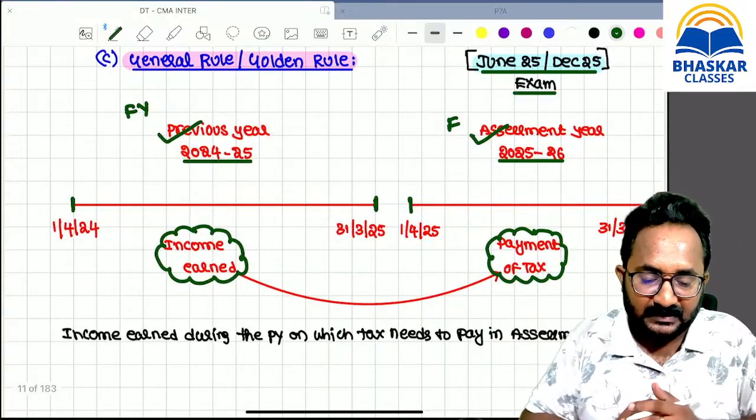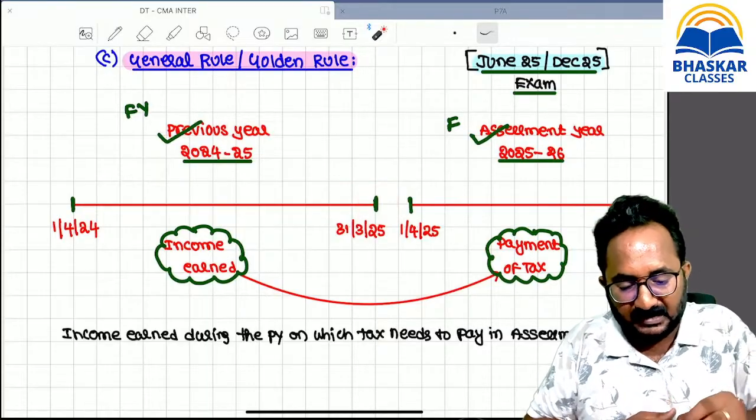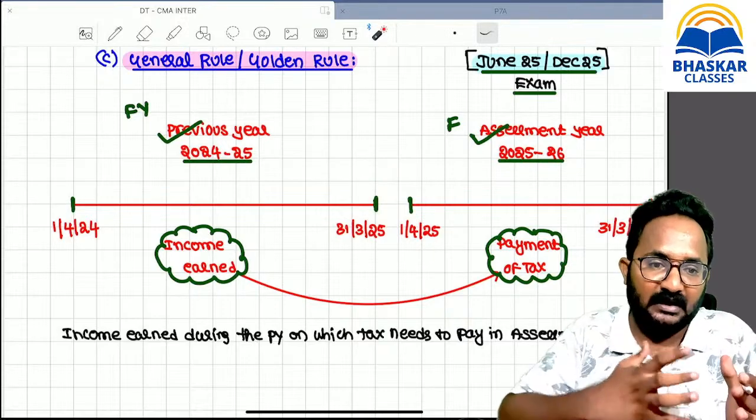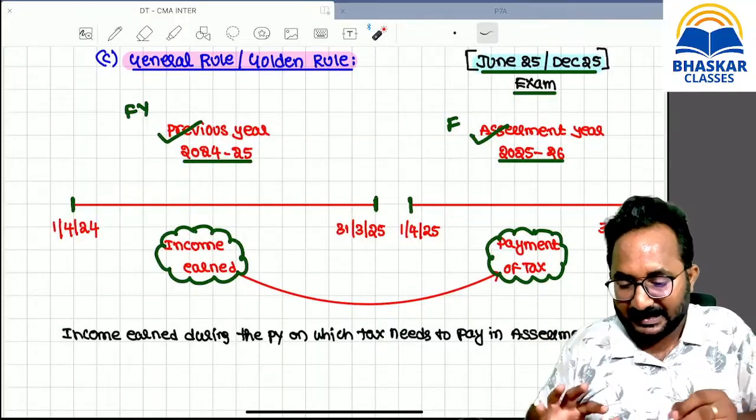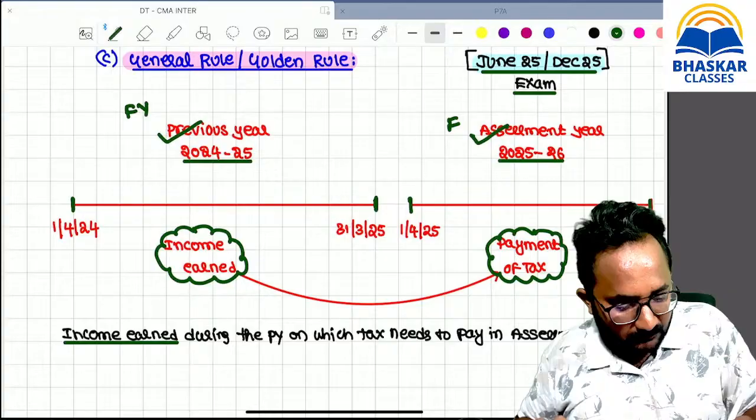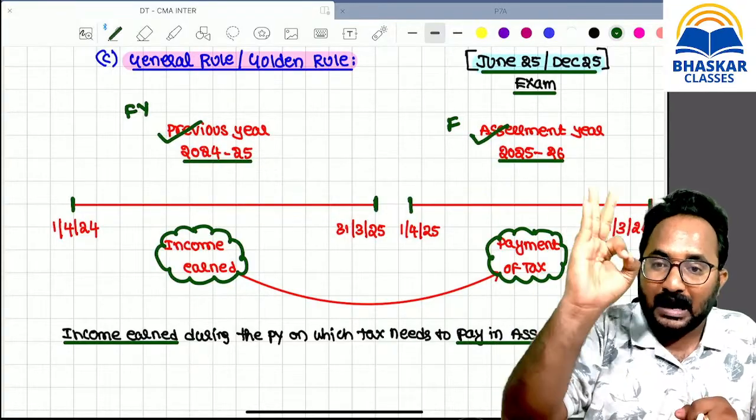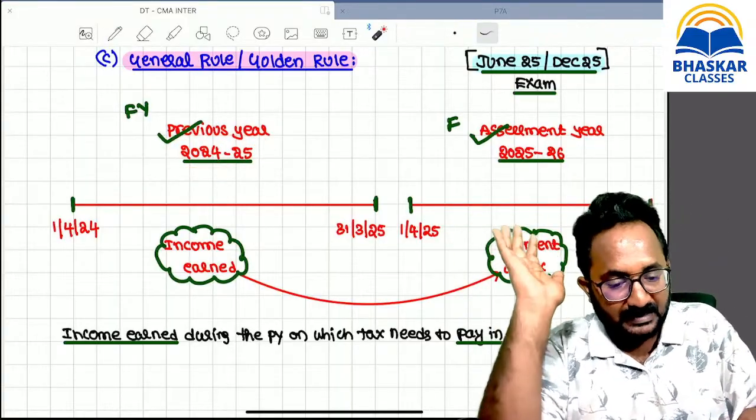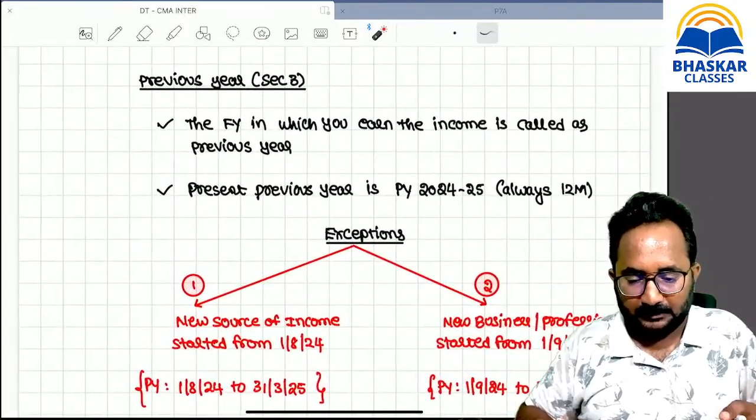Sir, why this differentiation, sir? Because the books of accounts can be closed on the last day of the financial year in which income is earned. Within that 1 day we are unable to pay the tax. That's why we postpone the payment of tax to the next year. That means on income earned during the previous year, we are required to pay the tax in the assessment year. That is the golden rule or general rule. Now remember, previous year is 24-25, assessment year is 25-26.